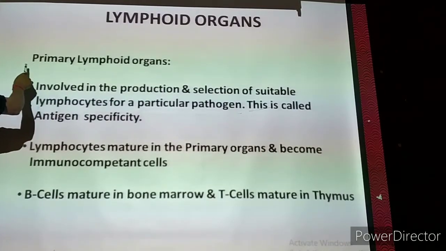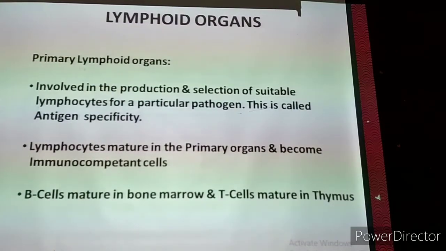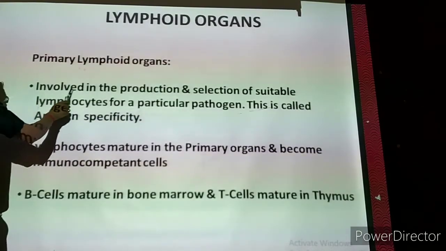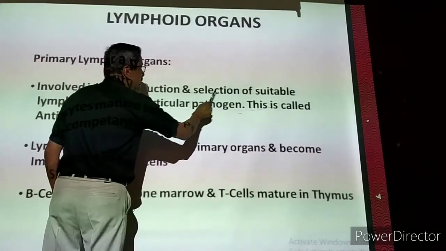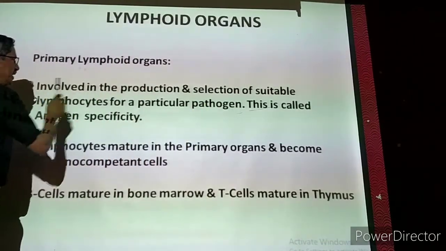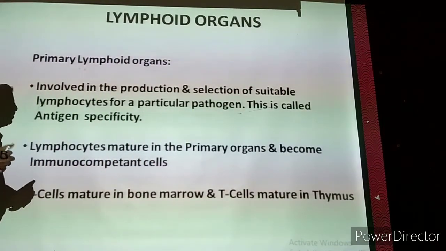Okay, now we are going to see the primary lymphoid organ, the central lymphoid organ. What are the functions? We have to see. They are involved in the production and the selection of suitable lymphocytes. Among the lymphocytes, many types are there.